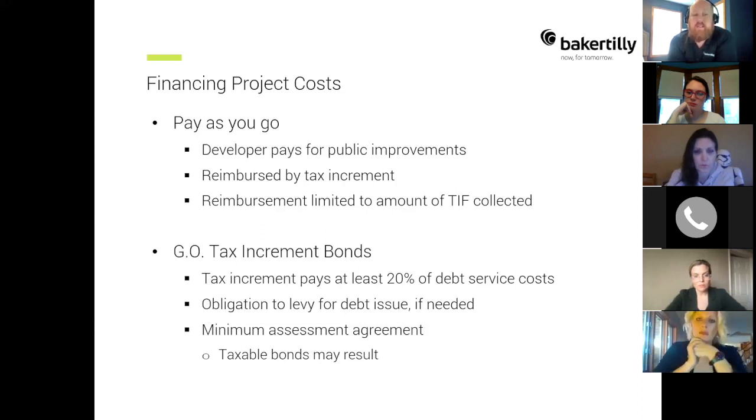In most cases, most projects are done on a pay-as-you-go basis, but depending on the type of project, the transformative nature of it, or the significance of it, sometimes tax increment bonds are a worthy and reasonable choice. It depends on the project, but most times we go with the pay-as-you-go district because it puts that future performance risk on the developer, and the city doesn't have any downside risk in that case.